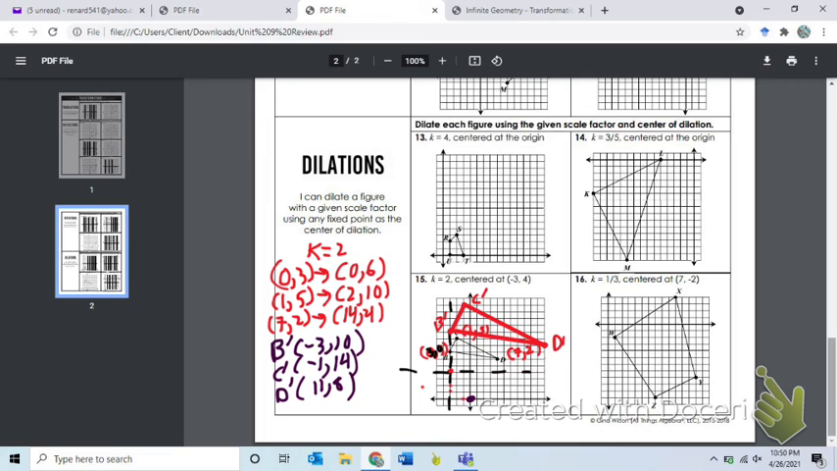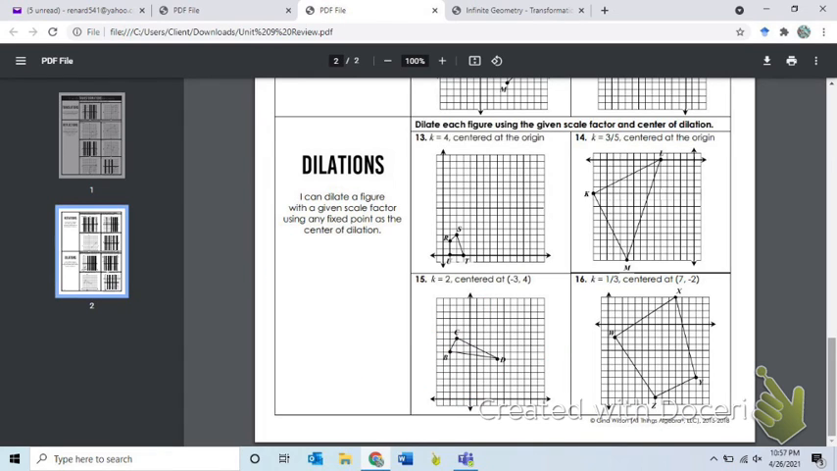So for 16, our point is (7, -2). We're going to recalibrate it. So (3, 6), (-6, -6), (0, -9), and (-6, 0). Keep in mind, these aren't their actual coordinates. These are just their coordinates in relationship to the center of dilation. So we then multiply each one of these by 1/3, which is the same thing as dividing by 3.